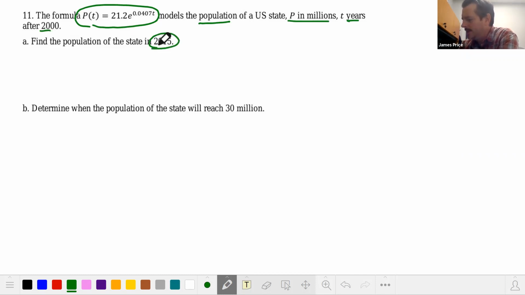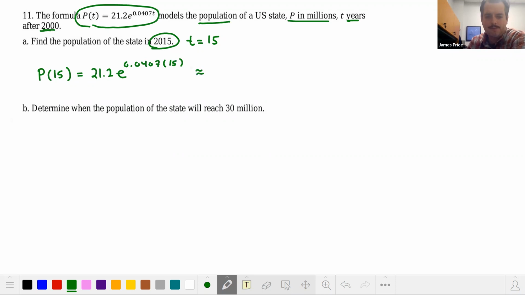So first, just figure out your T value. If you start in 2000, 2015 means T is equal to 15. And so this is a pretty straight up problem. What's P of 15? And then just remember to show your work in case you make some silly mistakes. So 21.2 times e to the 0.0407, and then times 15, because T is 15. And then just use your calculator and we'll approximate the population.